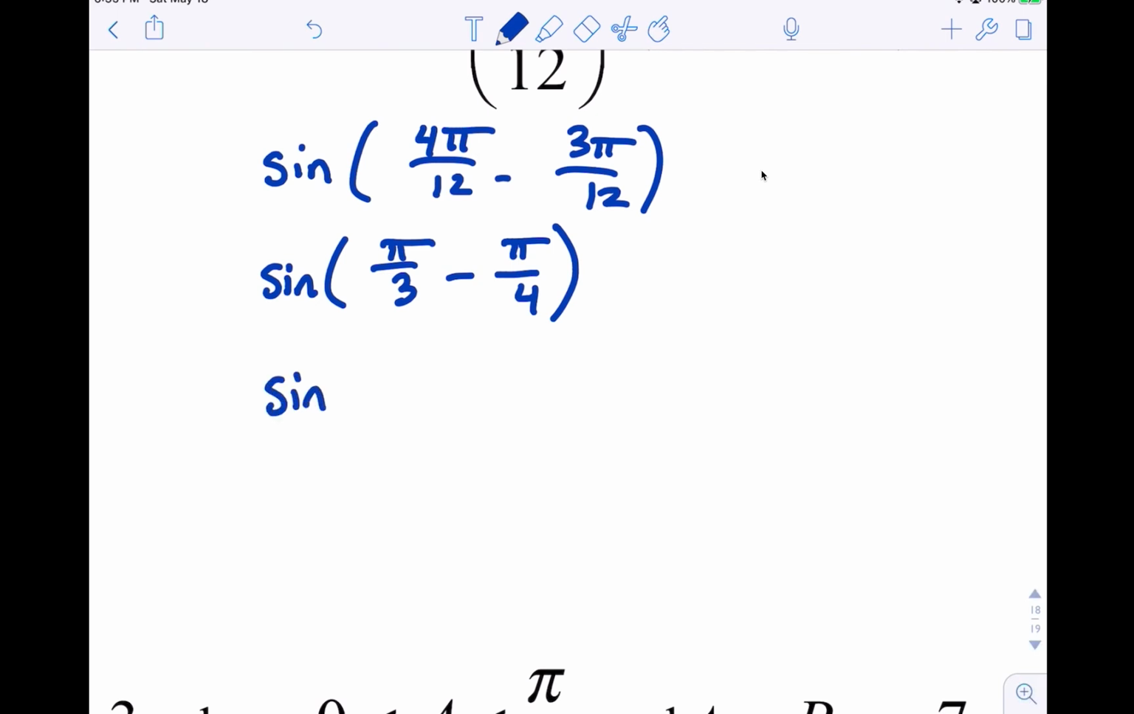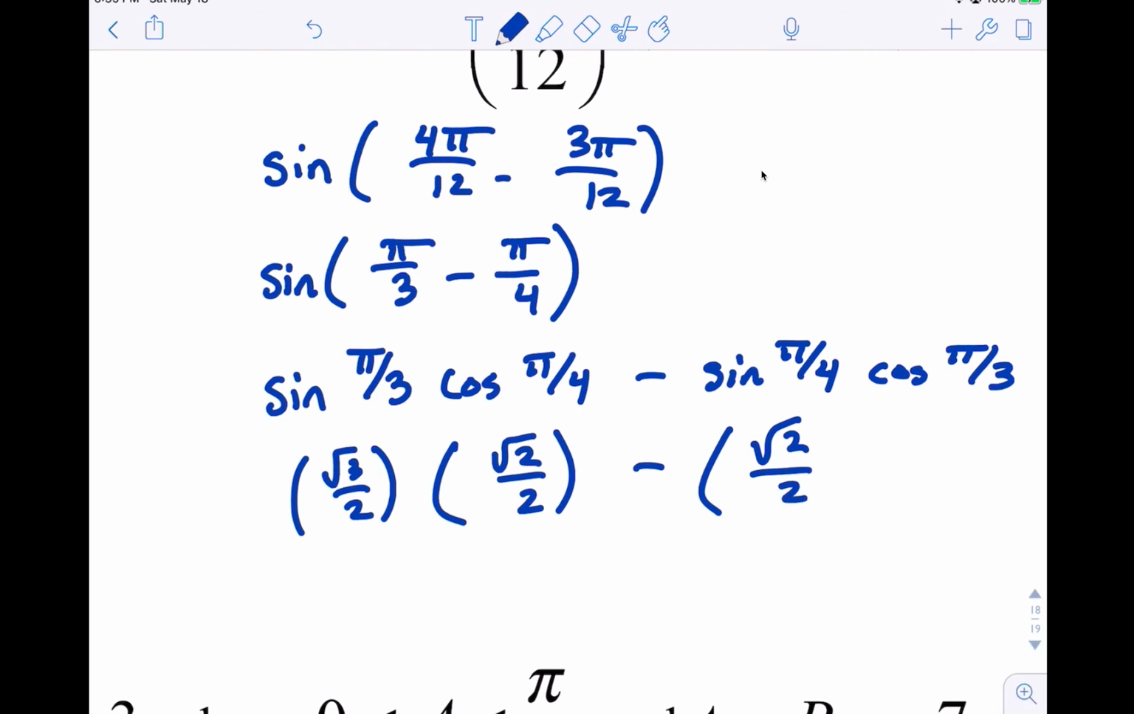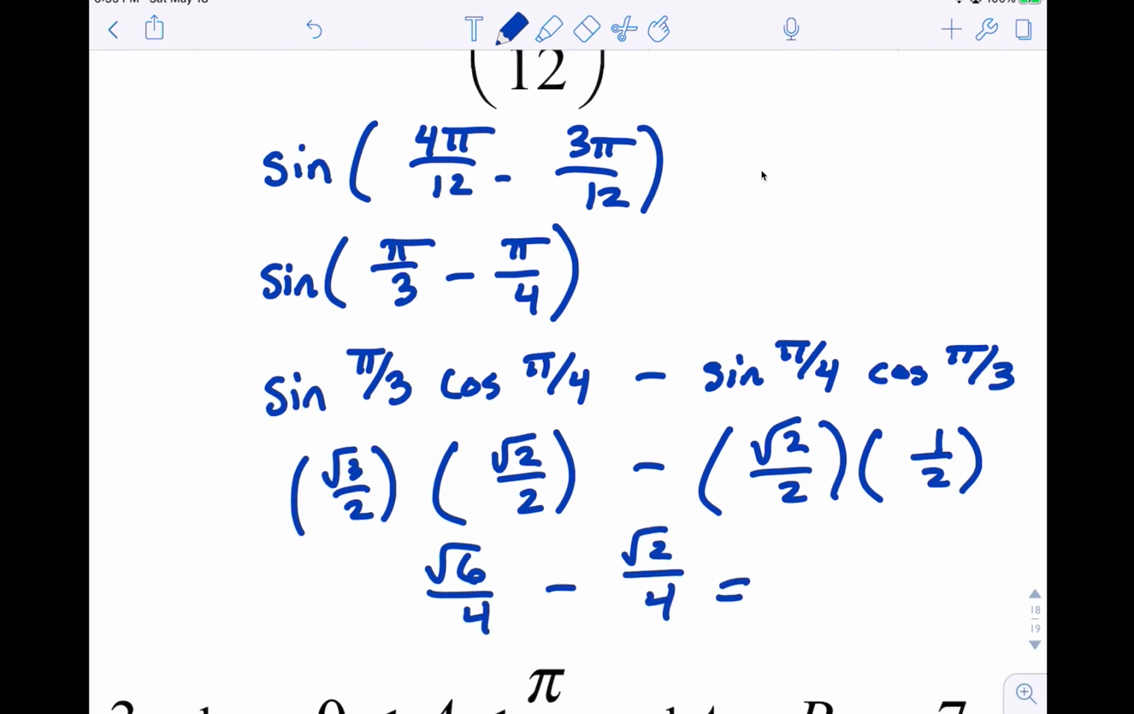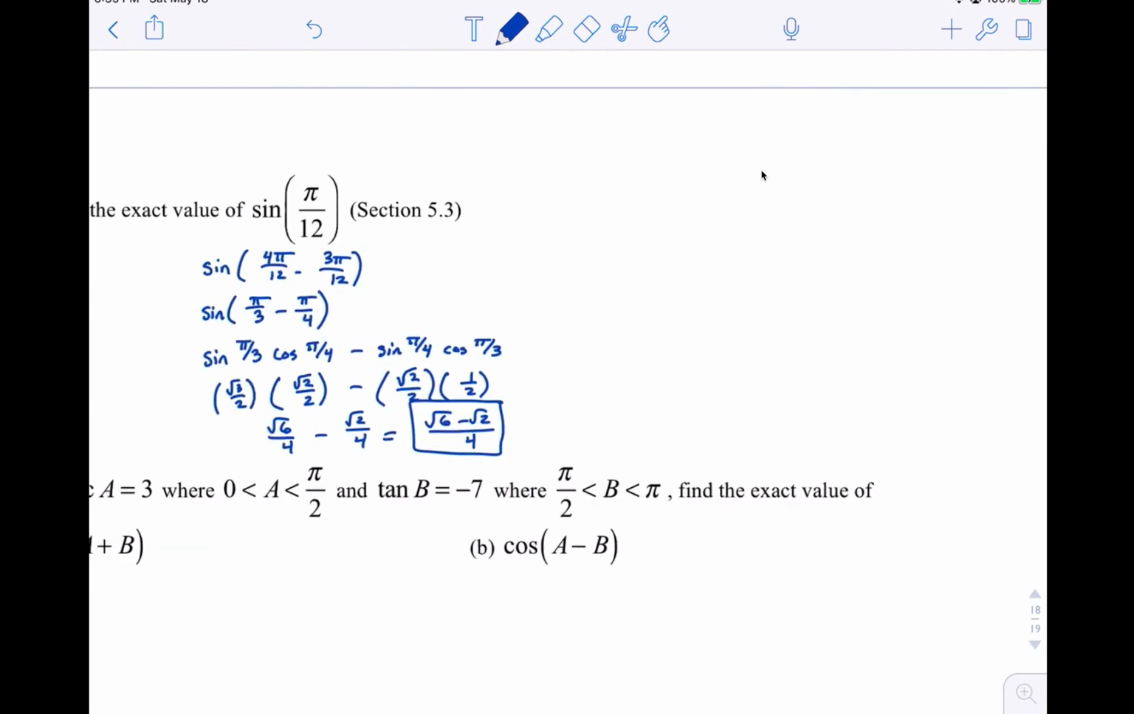So sine of pi over 3 cosine pi over 4 minus sine pi over 4 cosine pi over 3. So sine of pi over 3 is root 3 over 2, times root 2 over 2, minus root 2 over 2 times 1/2. So root 6 over 4 minus root 2 over 4. So root 6 minus root 2 over 4.